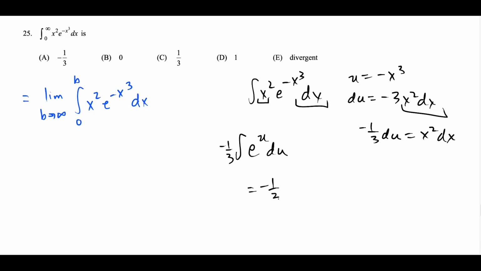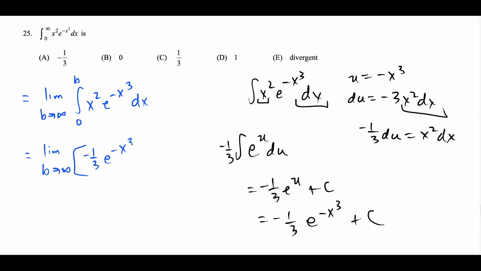So this is negative 1/3 e to the u plus c, and this is negative 1/3 e to the negative x cubed plus c. But just know, over here, I'm not going to use the plus c because this is a definite integral. So now we switch back, and we did the antiderivative step just before. So we have the limit as b goes to infinity, and now we do the antiderivative, which is negative 1/3 e to the negative x to the third. And remember, the plus c we leave out because it's a definite integral, and this is going from 0 to b. So now we just complete this with FTC part 1, the fundamental theorem of calculus, and we're plugging in b, we're plugging in 0, and we're subtracting.